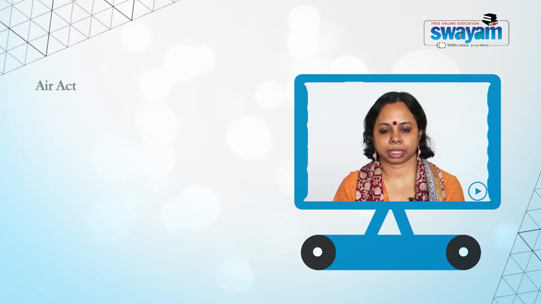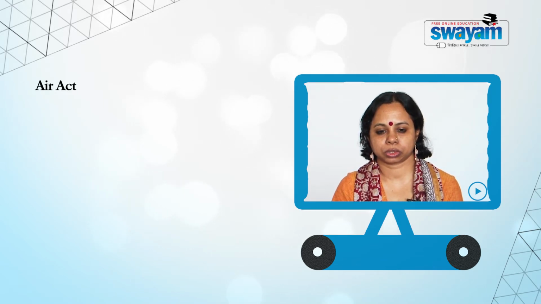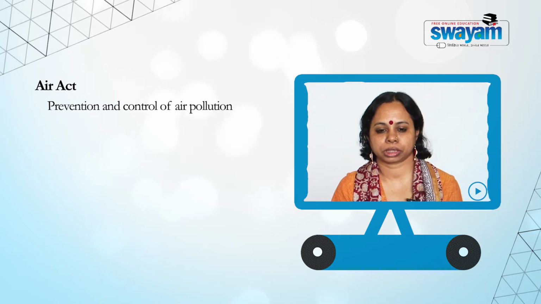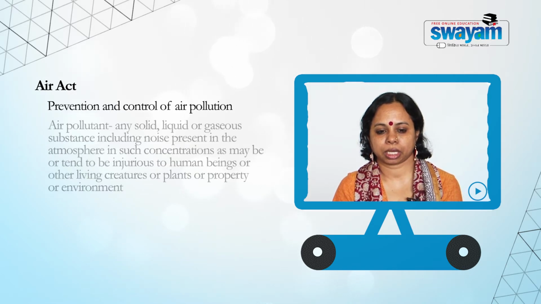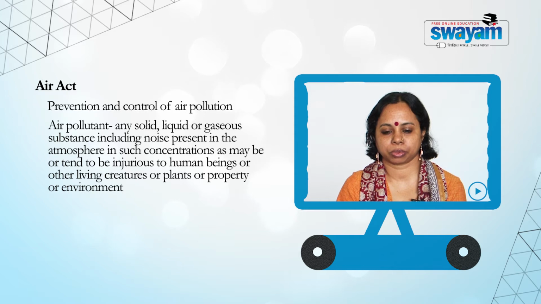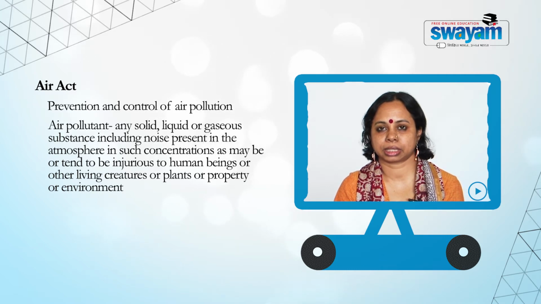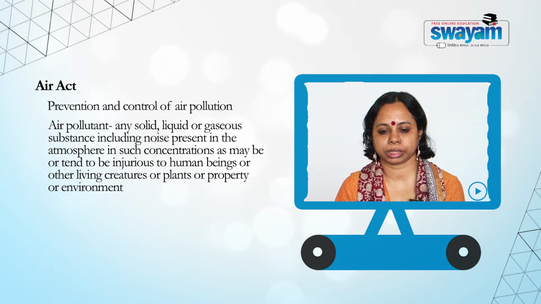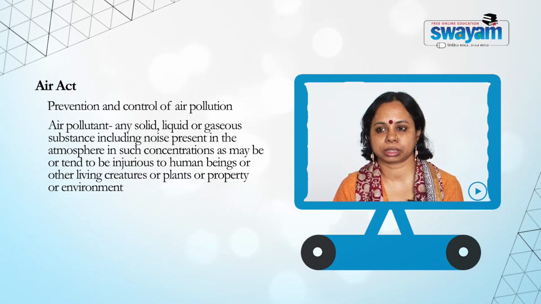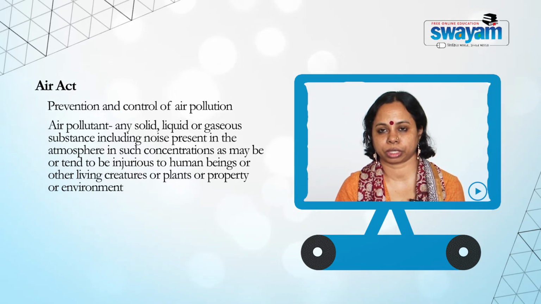Now, the next one is the Air Act, which also emphasizes control of pollution, but here the emphasis is on prevention and control of air pollution. And therefore, it defines an air pollutant, what amounts to an air pollutant, and the definition says any solid, liquid or gaseous substance including noise present in the atmosphere in such concentrations as may be or tend to be injurious to human beings or other living creatures or plants or property or environment.